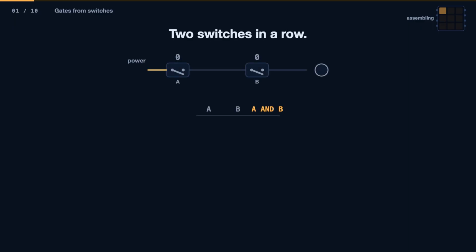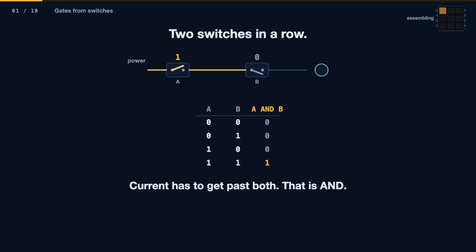Start with two switches in a row, wired between a power supply and a lamp. For the lamp to light, current has to get past both of them. If either one is open, nothing happens. Only one combination out of the four turns it on. That pattern has a name. It is called AND, and it is our first gate.